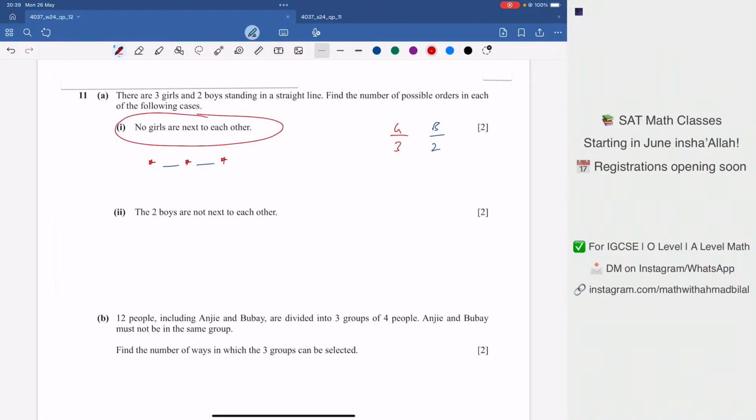Now, the first case is relatively simple because in this case, the only possibility is that they're going to be alternate to each other, right? So you'll have a girl first, and then another girl, then a boy, then another girl, then a boy, then a girl. So it's going to be alternate like this.